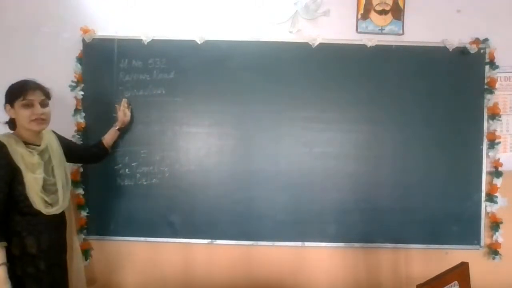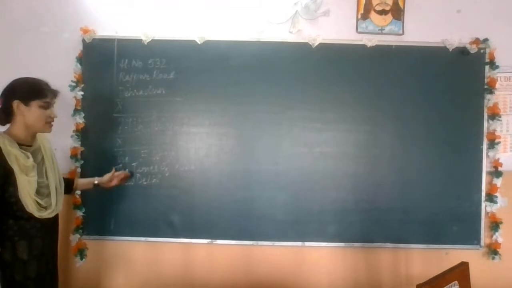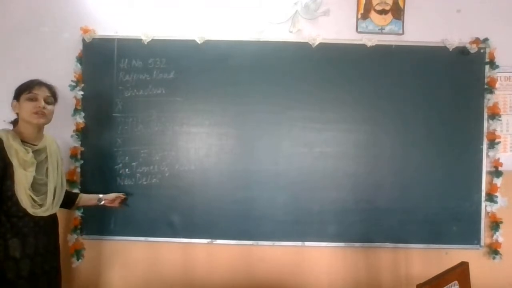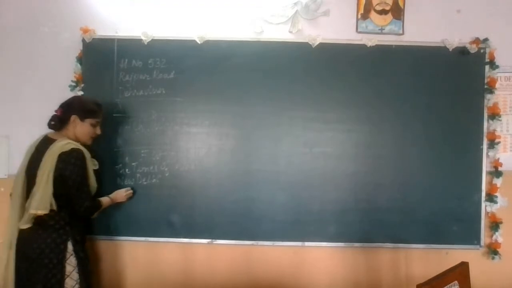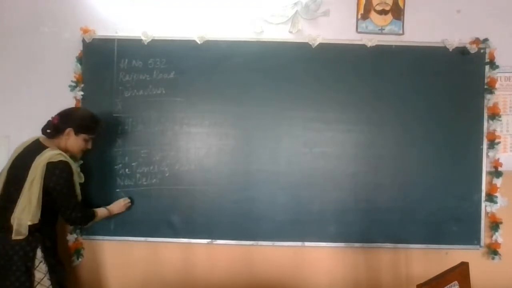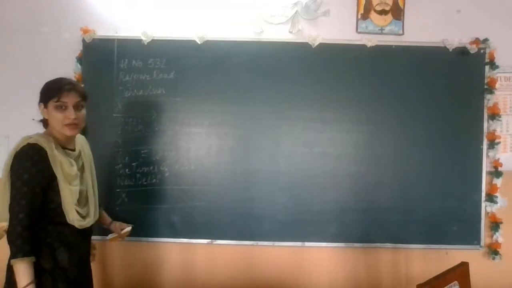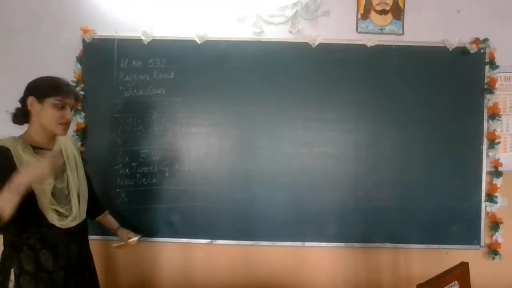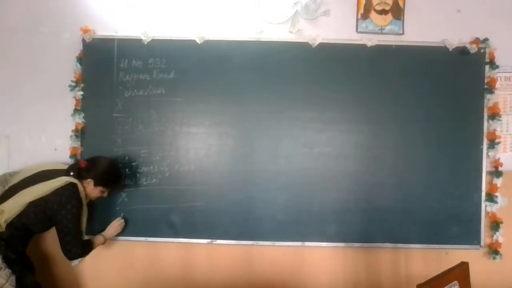You've written your address, you've left a line, you've written the date, left a line, and you've written the address of the person who will receive the letter. After that, again you leave a line. Is that clear? You leave a line, and then what do you write? You write the salutation. For example, I'll write it here.